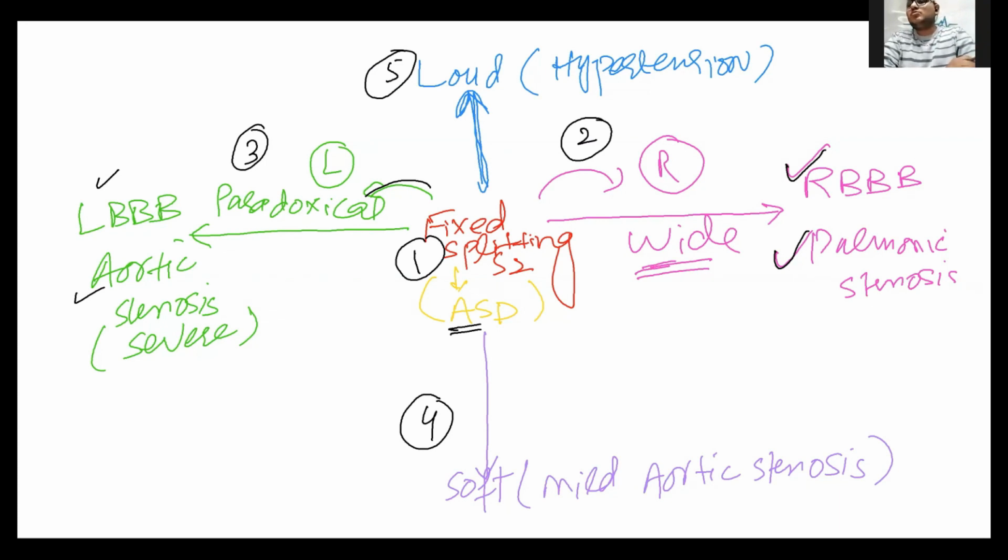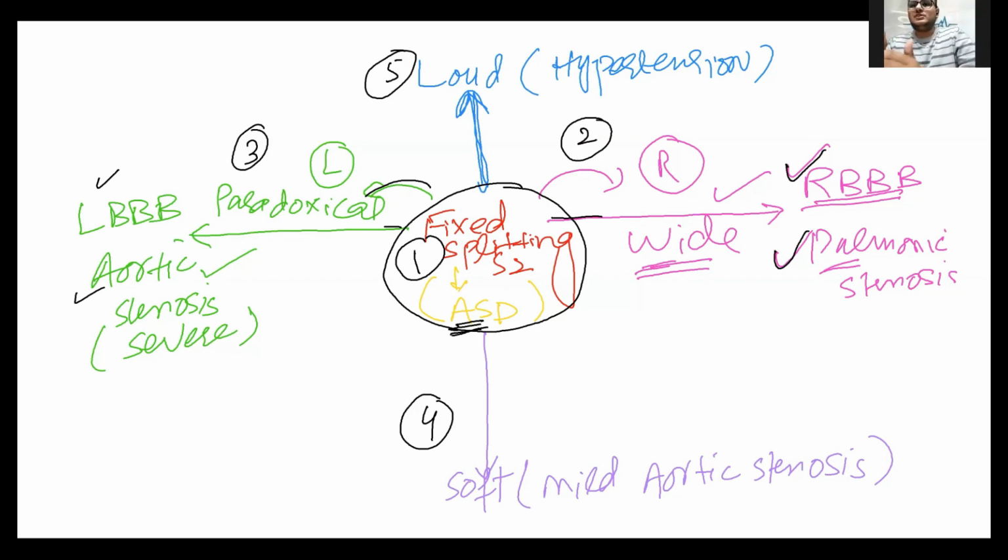So what are the splittings? It is very easy to remember from this diagram. First of all, I can repeat in just 1 minute. In the middle, you have to draw fixed splitting of S2, that is in atrial septal defect, and you must draw a right side and a left side. On the right side, there is the wide splitting that happens in right bundle branch block and right-sided valve stenosis, which is pulmonic stenosis. On the left side, there is paradoxical splitting: left bundle branch block and severe aortic stenosis. The fourth point, in the lower area, is soft S2 that happens in mild aortic stenosis. And the fifth point is loud S2. Actually, soft and loud S2 are not splitting, but they are causes.